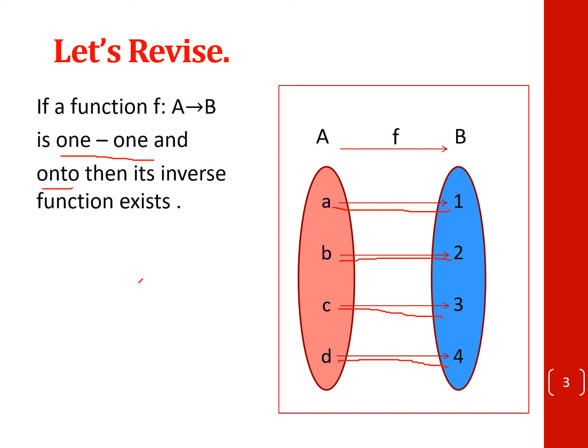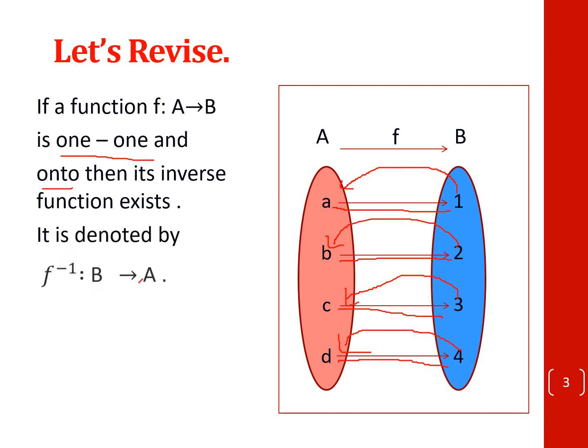See here, 1 has pre-image a. Similarly 2 has pre-image b. Also 3 has pre-image c and 4 has pre-image d. So the given function is 1-1 and onto, therefore its inverse exists. It is denoted by f inverse from B to A.